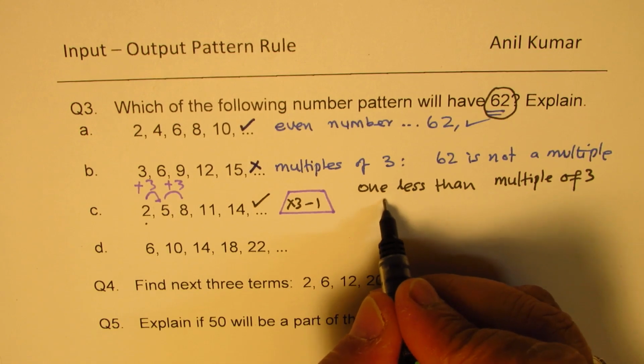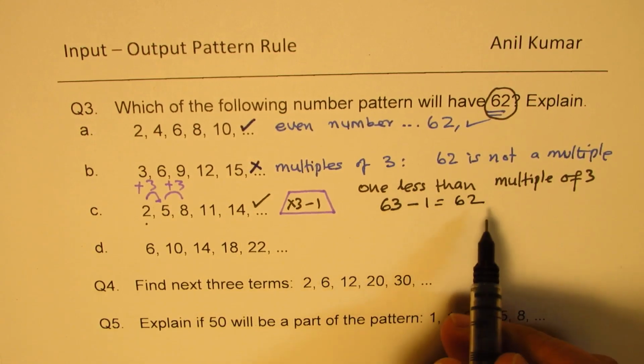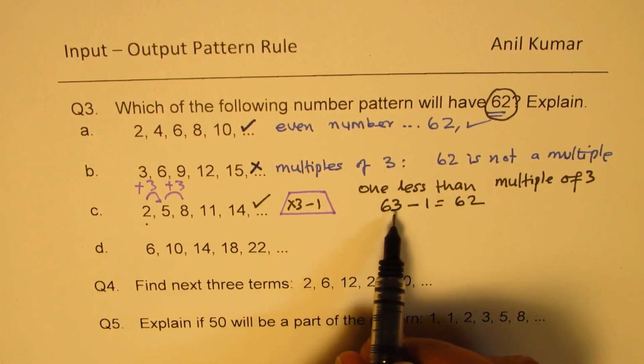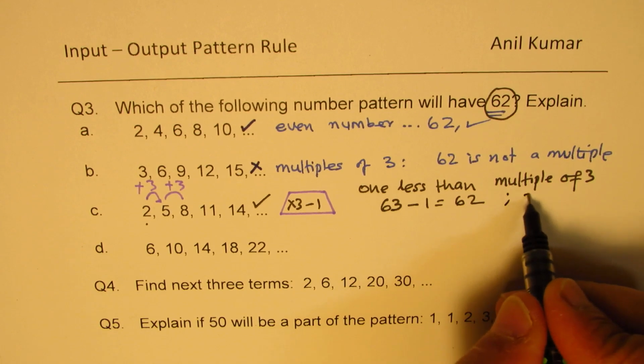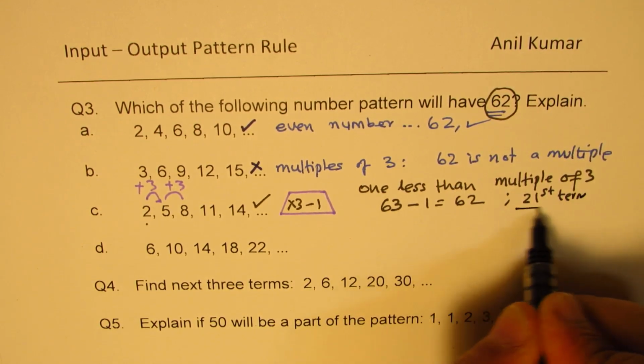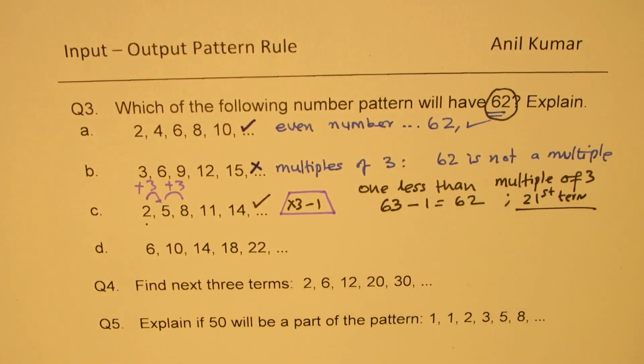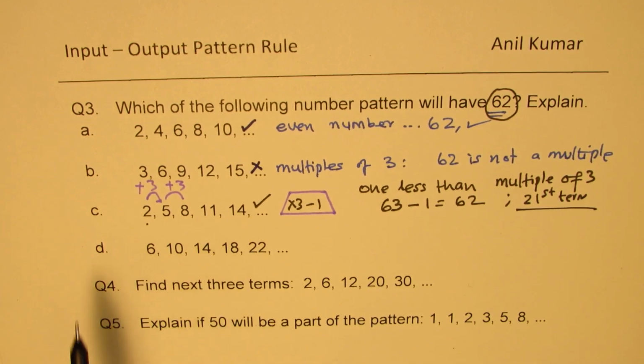Because 63 minus 1 is 62. Do you get the idea, right? And 63 is a multiple of 3, right? 21 times 3. So 21st term. Because 21 times 3 is 63 and then minus 1 will give us 62. So that is correct. It will be there in this pattern and be the 21st term.